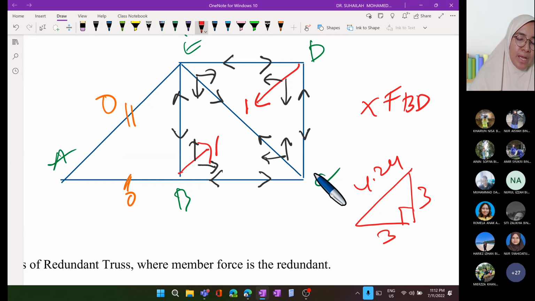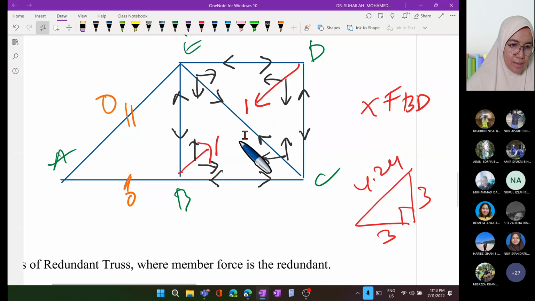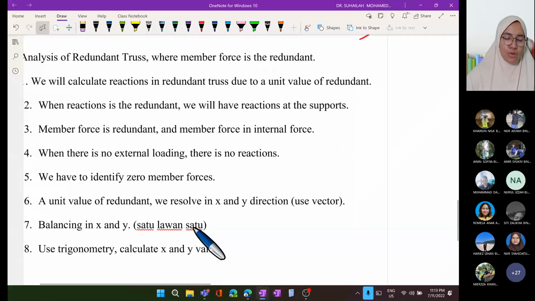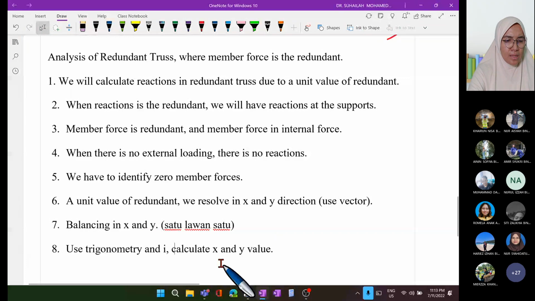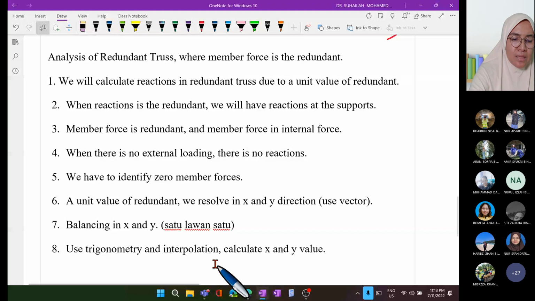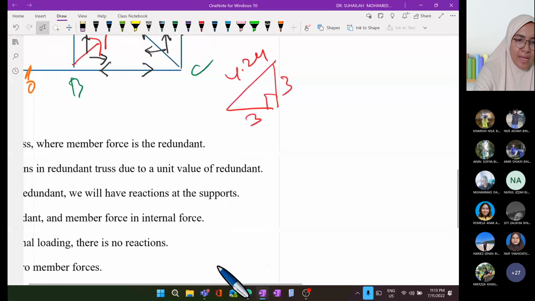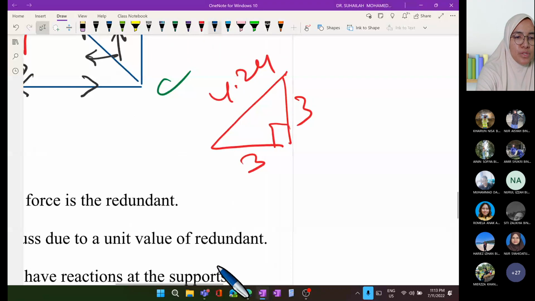Okay. Now, we have a unit value which is hypotenuse. Yang ni is a unit value 1 which is hypotenuse. So, we have to do interpolation lah. So, kat sini saya tambah trigonometry and interpolation. Use trigonometry and interpolation. So, we should have 2.